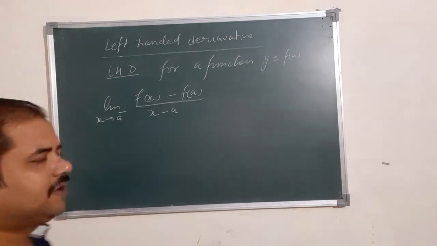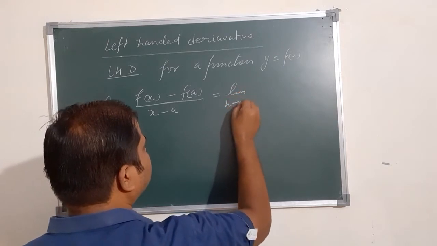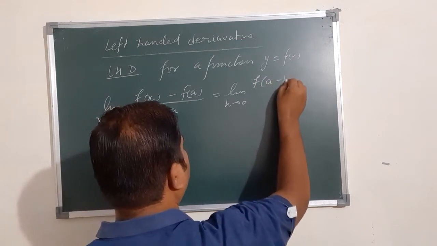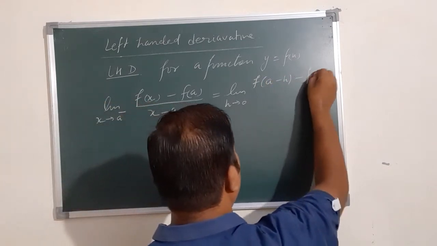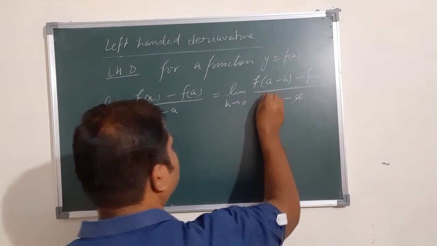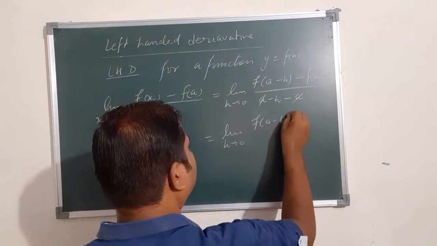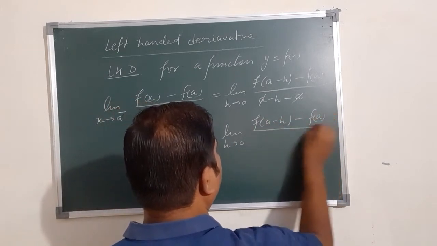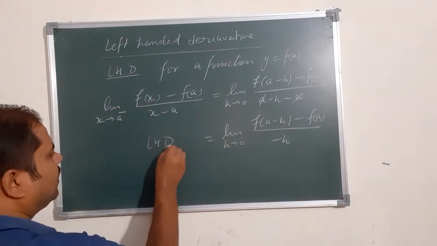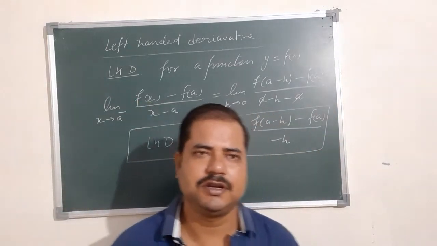And now according to the left-handed limit, we have limit h tends to 0 of f(a minus h) minus f(a) divided by (a minus h minus a). This is cancelled out. So limit h tends to 0 of f(a minus h) minus f(a) divided by minus h. This is the left-handed derivative, that means LHD. Similarly, we can find the right-handed derivative. So please note it down.